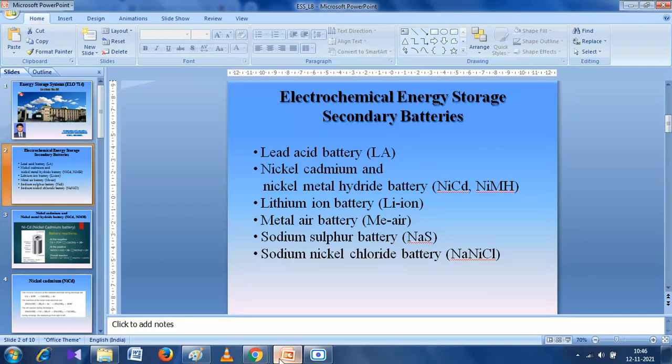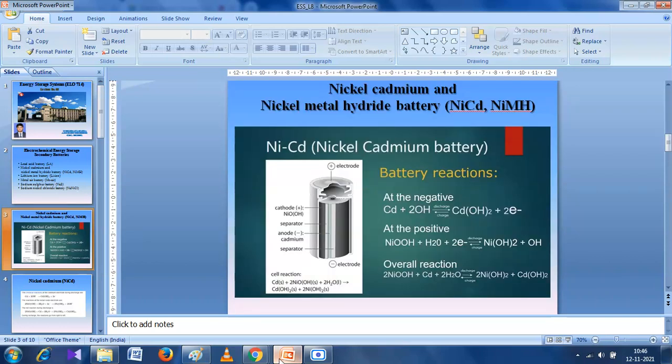In the previous lecture, we studied the lead acid battery. Today our topic is the nickel cadmium and nickel metal hydride battery. The nickel cadmium battery was introduced in 1950, and the nickel metal hydride battery was introduced in 1995.